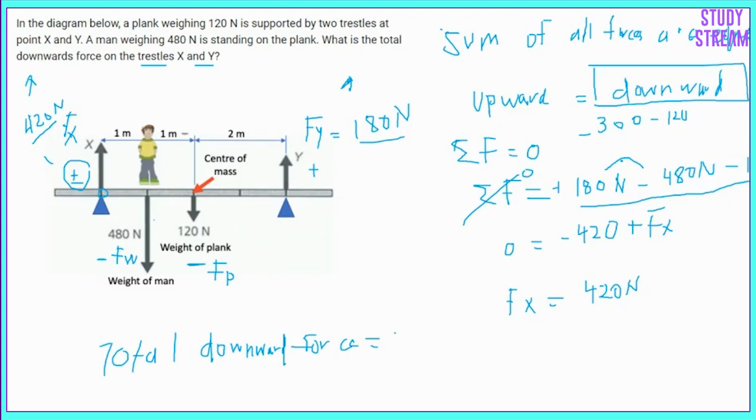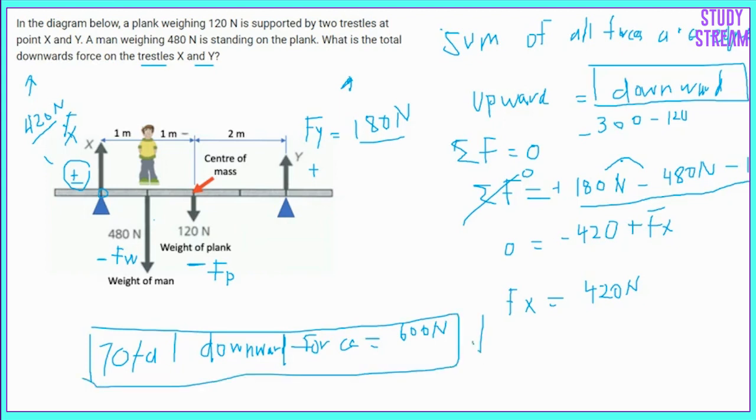Oh, okay. So basically it should be 600 Newton. But it's not applied directly. Yes, it's applied on x and y, but we don't know how much is taken by y and how much is taken by x. So I think you can write Fx and Fy. If they ask about total downward force, you can just say it's 600 newtons in total going downwards.